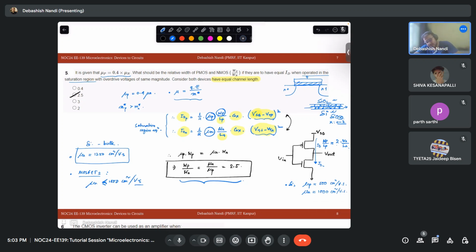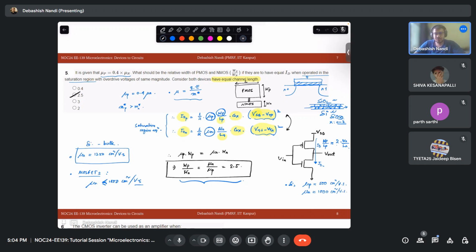Basically, if you see the inverter, your PMOS will be like this and your NMOS will be like this. This is your NMOS, this is your PMOS. So this is your WP, this is your WN, and L remains the same. This is how the inverter footprint will look.